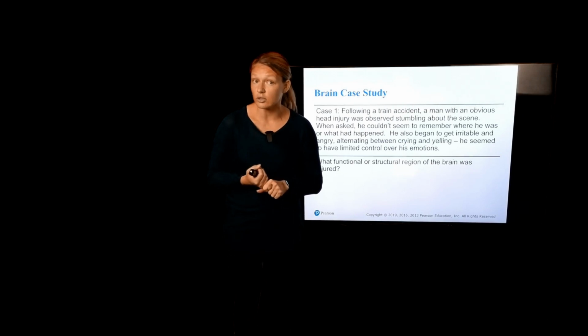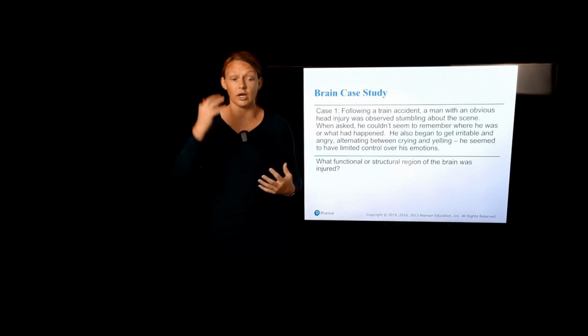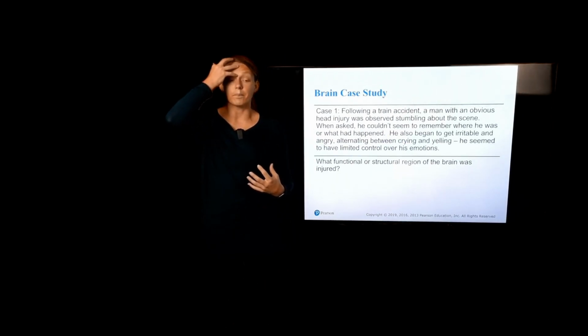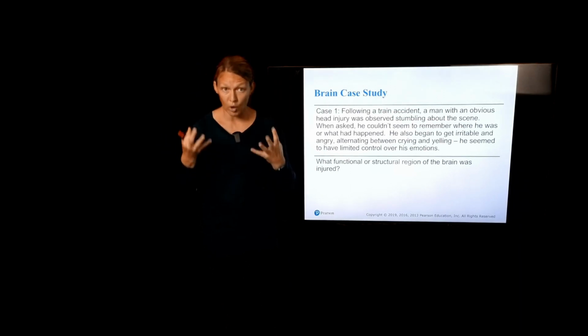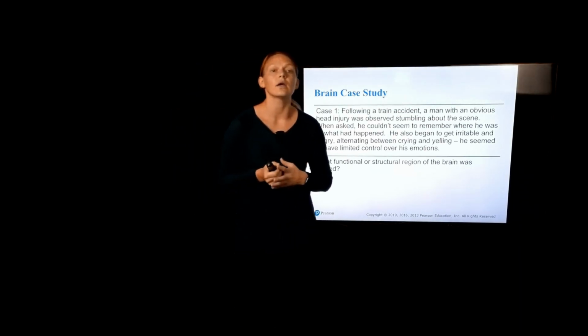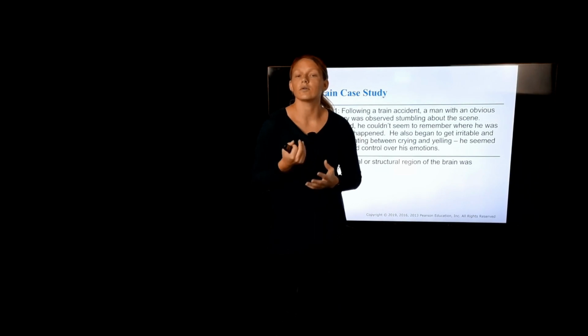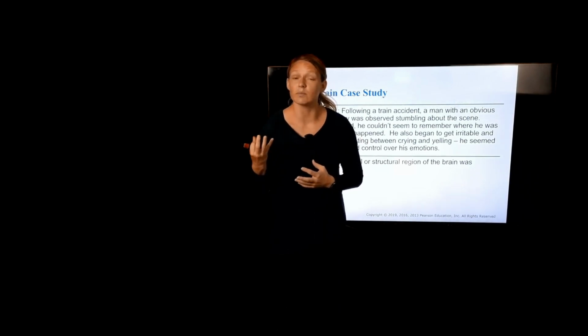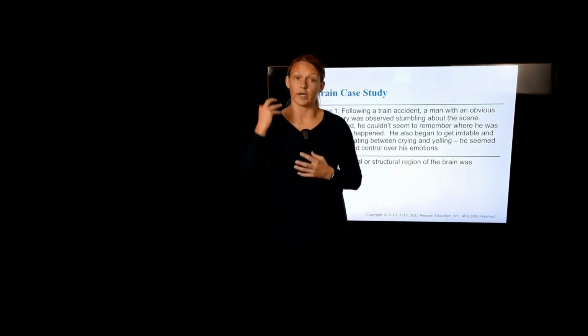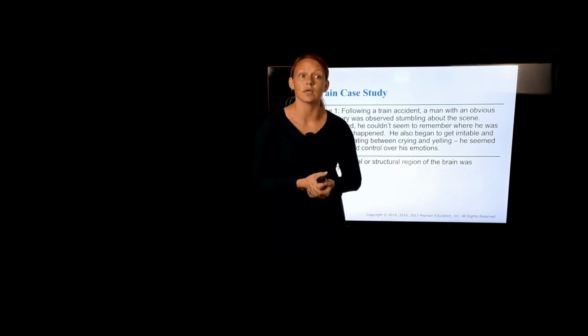Maybe like the frontal lobe, because he can't control his movements. And we know that frontal region is that motor cortex of your brain, right? What else could maybe be impacted there? So maybe the cerebellum that we just talked about, because that's going to help coordinate those motor movements.